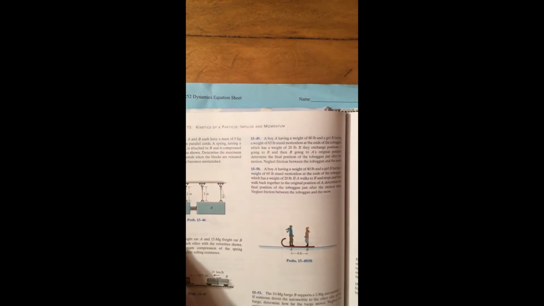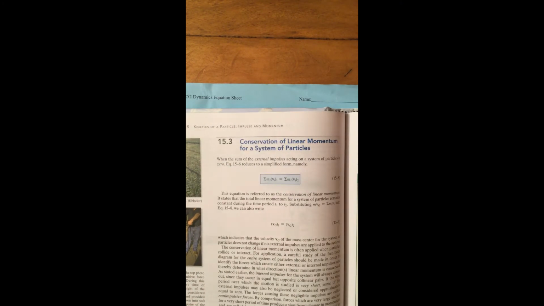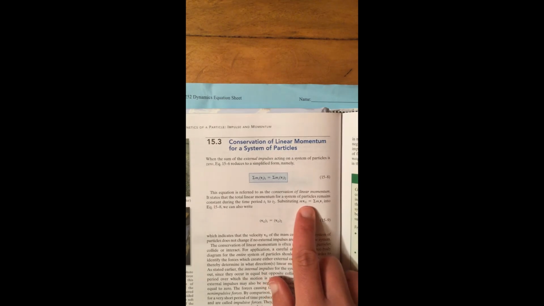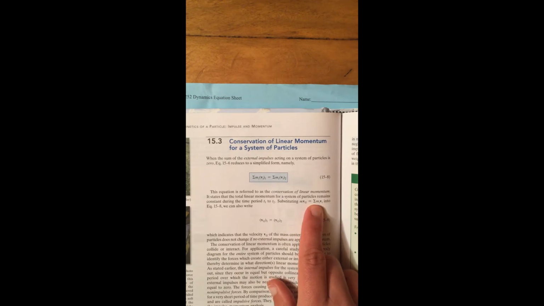In equation 15.6, we have the sum of the momentum for each individual object in the system. You can use either one of those equations for this problem. Remember that from page 254, they tell us that the mass times the velocity of the center of mass is equal to the sum of the momentum for each object in the system. So that's going to be important to us later on.